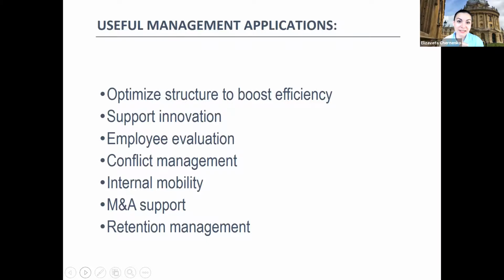If you're interested, I can tell you more about that. Also, you can evaluate different employees and see your champions and see those who perform poorly based on their social connections. Conflict management is another example.